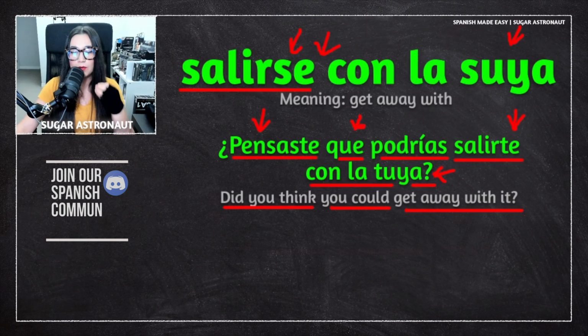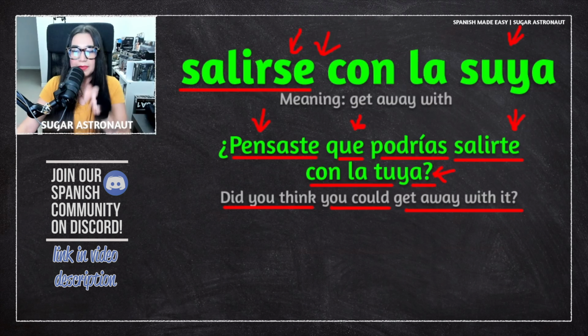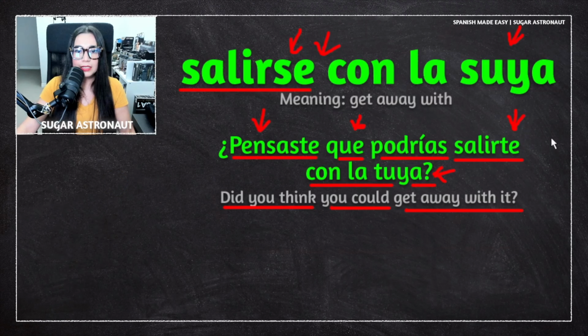So that's why, because we are using tú, we need to use tuya. Tuya means yours. So that's why we cannot say suya. We need tuya. Excellent. So, ¿pensaste que podrías salirte con la tuya? Did you think you could get away with it?